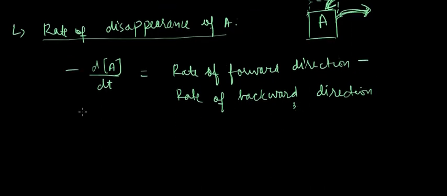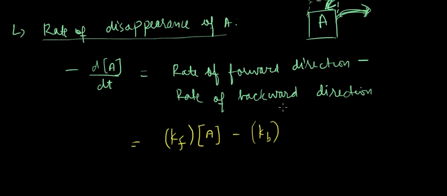Okay, now we know that rate of forward direction is nothing but rate constant of forward direction multiplied by concentration of reactant for forward direction. Concentration of reactant for forward direction would be nothing but concentration of A, minus rate of backward direction, which would be rate constant of backward direction, Kb, times the reactants for the backward direction. Now please pay attention here that the reactants for backward direction would be concentration of B and C, because the backward direction goes from right to left. In that case, when going from right to left, the reactants would be B and C. Okay, this is -d[A]/dt.